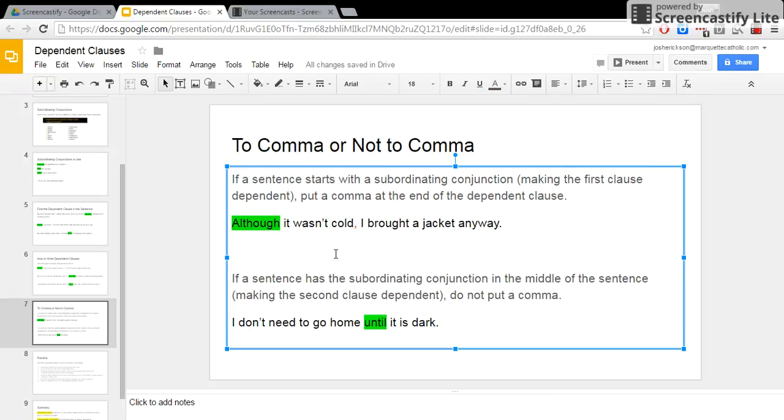If a sentence has a subordinating conjunction in the middle of the sentence, which would make the second clause dependent, you do not put a comma. So, I don't need to go home until it is dark, because the second half is our dependent clause. In that case, you do not put a comma. So you put a comma if it starts the sentence. If it doesn't start the sentence, you do not put a comma.